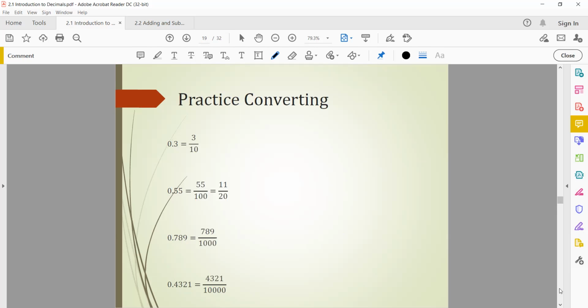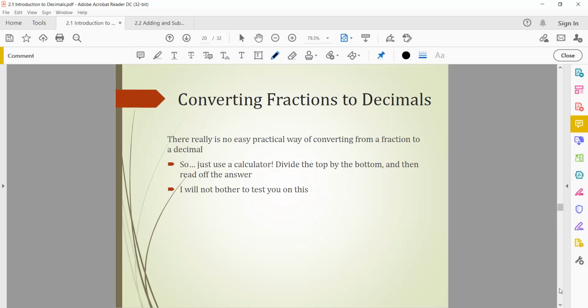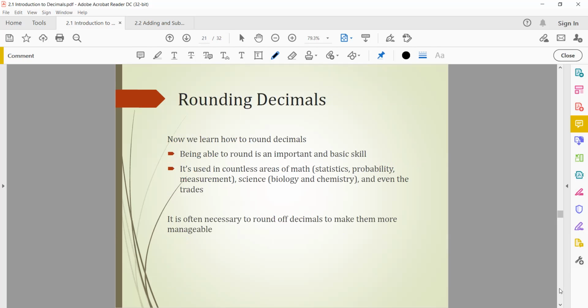Okay, and then the next one is converting from fractions to decimals. So in this case, the answer is pretty easy. It is use a calculator. Take the top, divide it by the bottom, and see what you get. In this case, all we're really concerned about is just different ways of rounding your answer. So let's take a look at that.